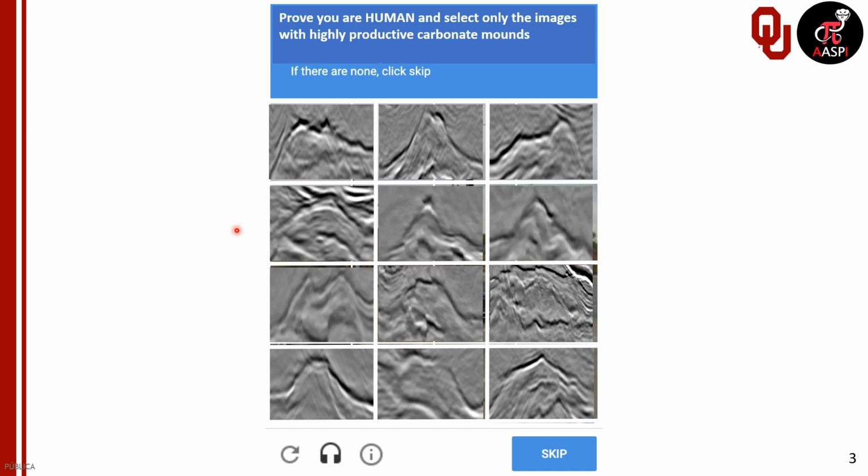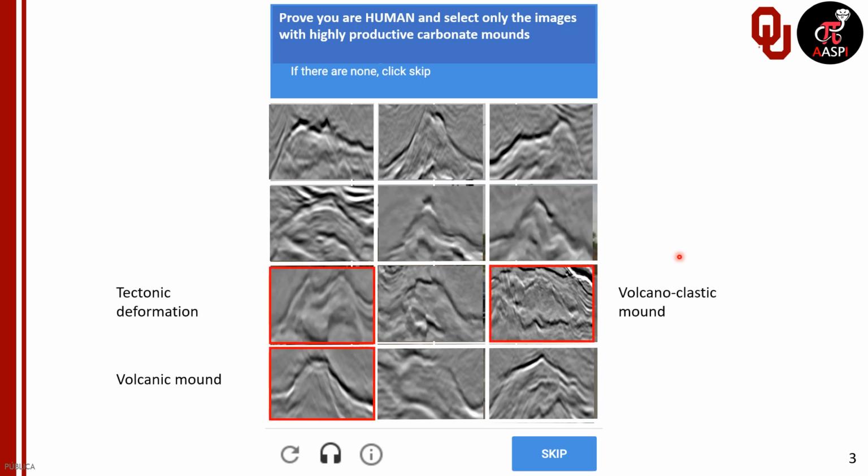Prove you are human and select only the images with highly productive carbonate mounds. As you can see here, this task is very difficult because we have bunches of mounds here and they are pretty similar to each other. Taking a look only at the seismic amplitudes, three of them are not carbonate buildups.